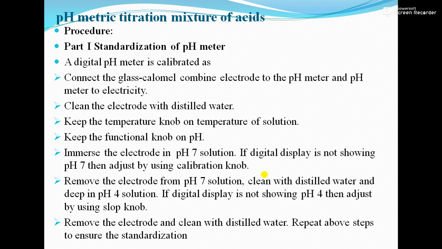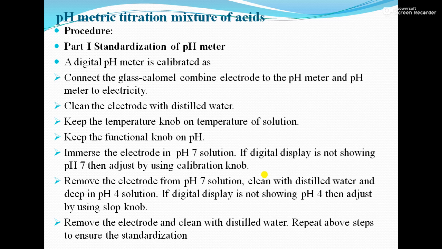If the digital display is not showing pH 7, then adjust by using the calibration knob. So we have to calibrate that pH meter. That means we have to keep that glass electrode in the pH 7 solution. If it is showing pH 7, then it is okay. If it is not showing pH 7, then you have to use the calibration knob and make that pH 7.